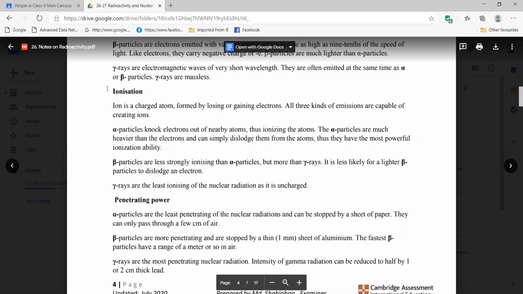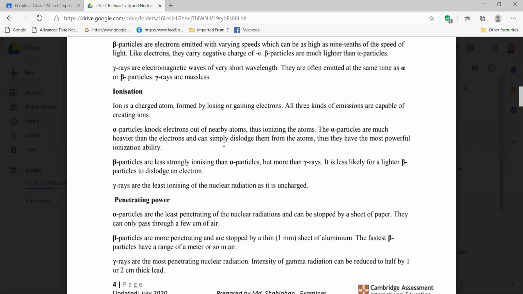So alpha particles have a greater charge and they are heavier. That's why they can easily displace or dislodge the electrons from the outermost shell. And you know that if electrons come out from any atom, then the atom becomes an ion, right? So this is called ionization. Since alpha has more positive charge and is heavier, it has more ionization capacity.